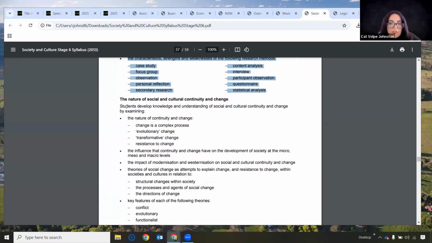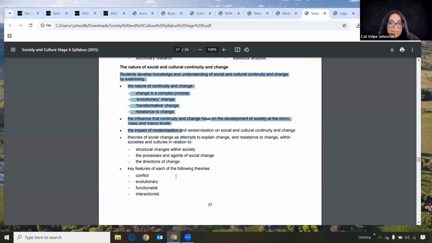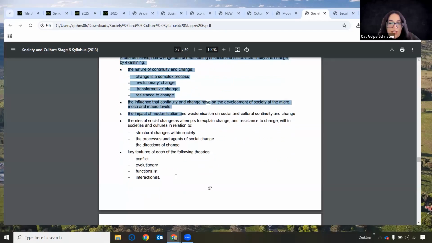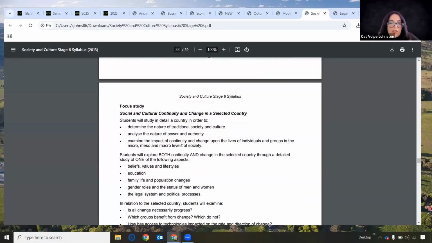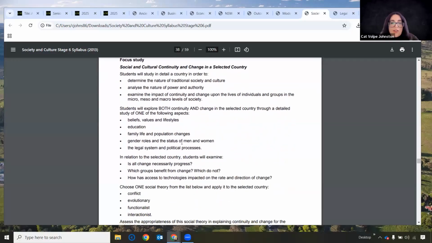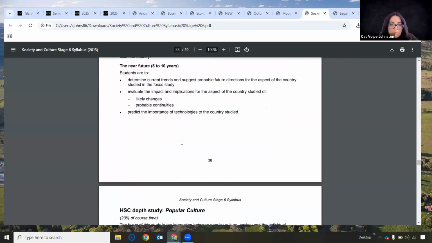Knowledge and understanding of social and continuity and change by examining structural changes within society. Again, you could look at different societies to see what those changes are, that type of case study sort of thing. And also the focus study is always handy. So if you have the textbook, there's a focus study in each unit of work, and you could use that as your second topic if you wanted to.